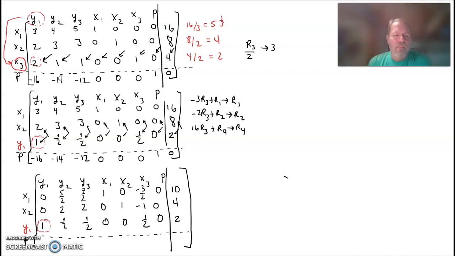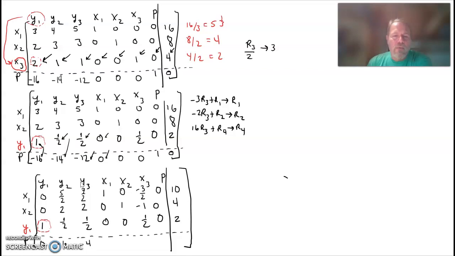All right, let me erase these arrows. All right, we're going to do row 4. Row 4 is row 3 multiplied by 16 and added to row 4. So 16 times 1 is 16, plus -16 is the final 0. Half of 16 is 8, plus -14 is -6. Half of 16 is 8, plus -12 is -4.